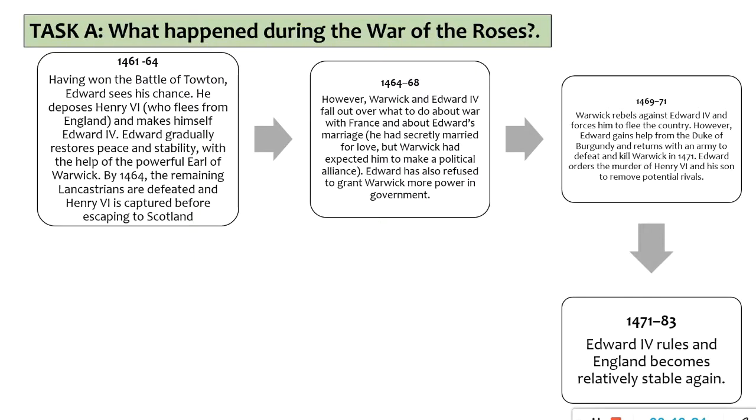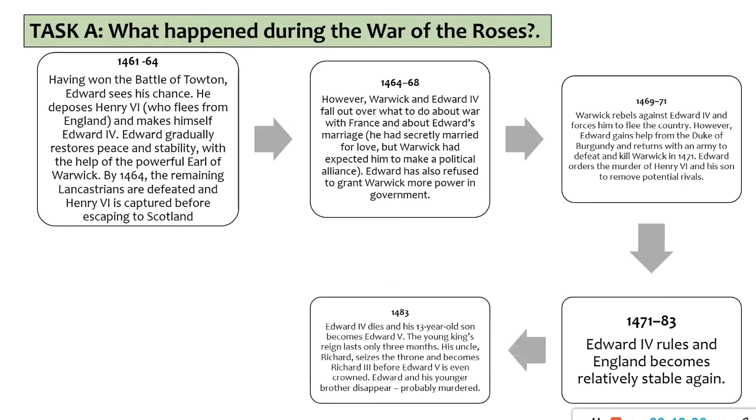Between 1471 and 1483, England becomes relatively stable again. The civil wars between barons cease, and Edward IV seems to be in charge again, able to control his barons and control his lands. But in 1483, Edward dies, and the throne passes to his 13-year-old son, Edward V. The young king's reign lasts only 3 months. He's not even crowned, because his uncle, Richard III, as you know he's about to become, seizes the throne.